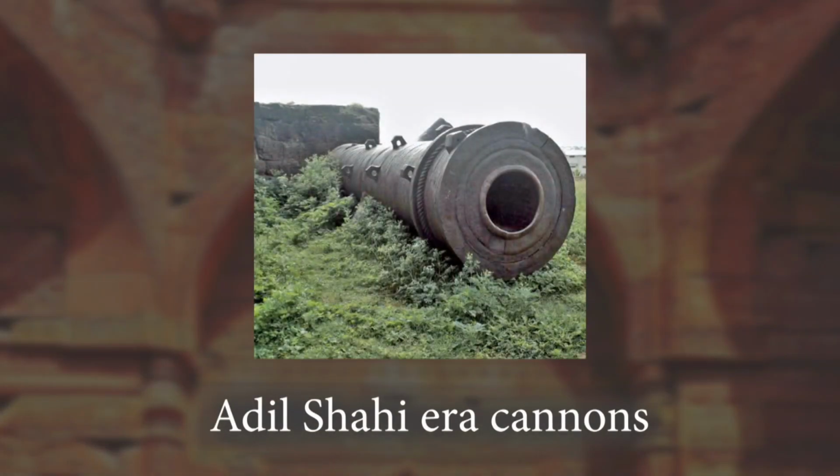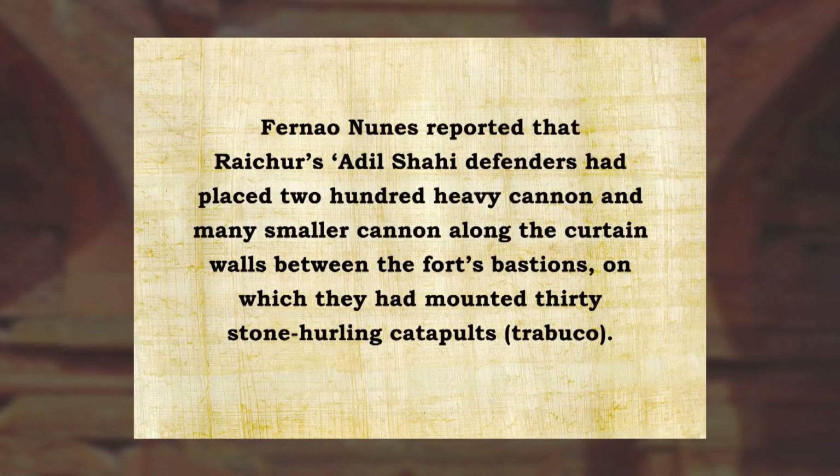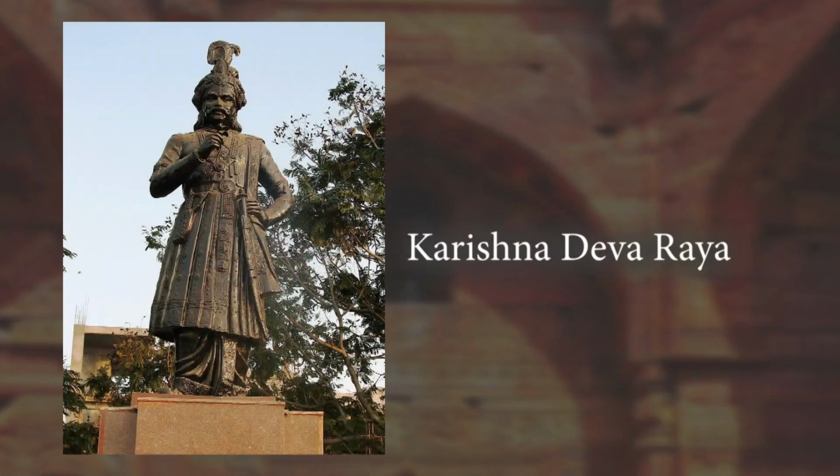Fernando Nunes reported that Raichur's Adil Shahi defenders had placed 200 heavy cannon and many smaller cannon along the curtain walls and between the fort's bastions. And on the fort's bastions, they had mounted 30 stone-hurling catapults or trabuco. Nunes also described Krishna Devaraya's advance into the Bijapur territory, in which his army consisted of swordsmen with shields, war elephants, and several cannon. Krishna Devaraya had hired 20 Portuguese matchlockmen who inflicted considerable losses on the Bijapur army.